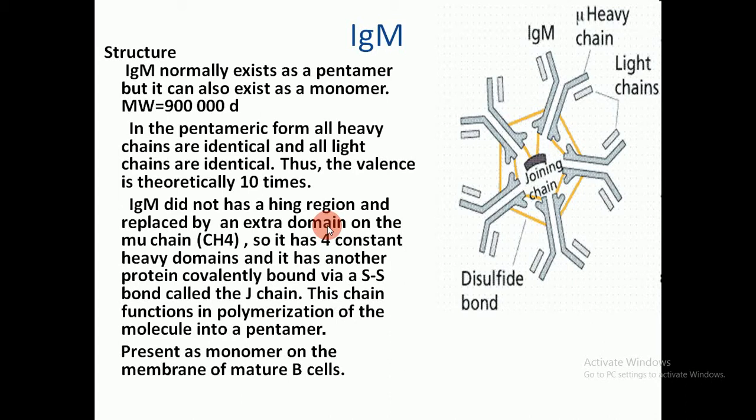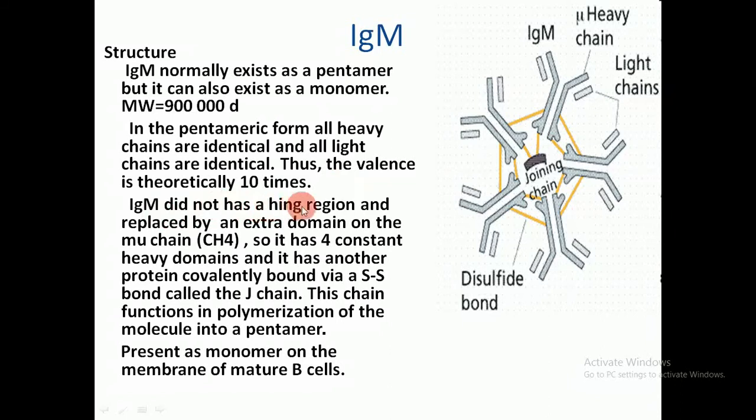IgM, the structure exists as a pentamer, which consists of 5 antibodies: 1, 2, 3, 4, 5. So it is a heavy antibody. Its molecular weight is about 200,000 Dalton. In the pentameric form, all heavy chains are identical and all light chains are identical. Thus, the valence is theoretically 10 times more than a single antibody.